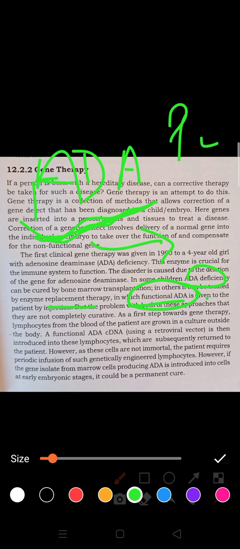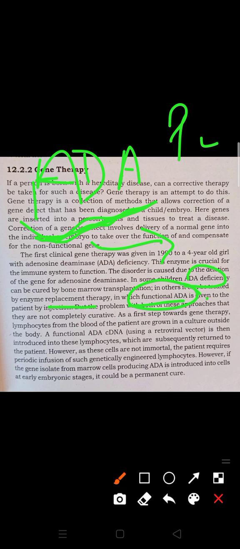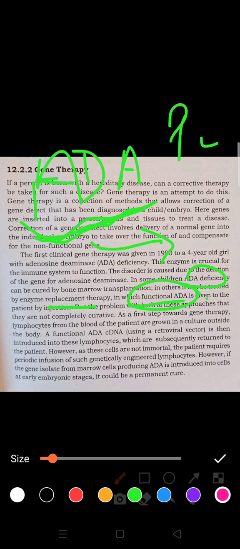Okay, so as a first step towards gene therapy, the lymphocytes, children, please try to understand it. This is a very important thing. The lymphocytes from the blood of the patient are grown in a culture outside the body. Firstly, what we have to do in the first step, the lymphocytes of the patient's body have to be isolated and cultured outside the body of the patient. Okay, now lymphocytes are culturing here. These are the lymphocytes and they are culturing here.